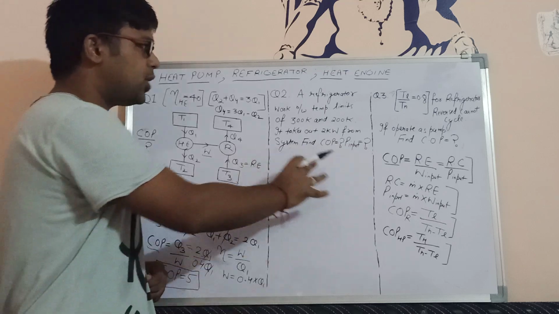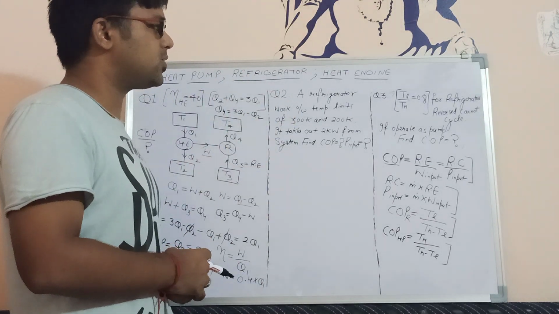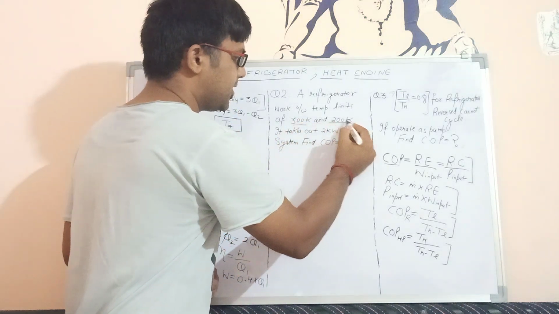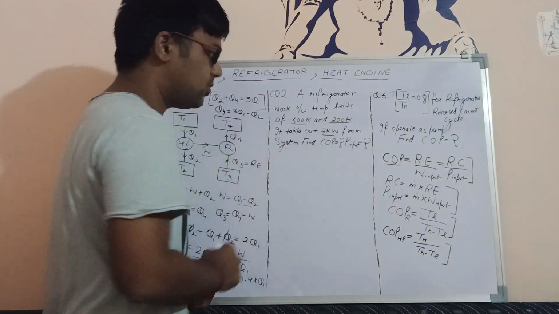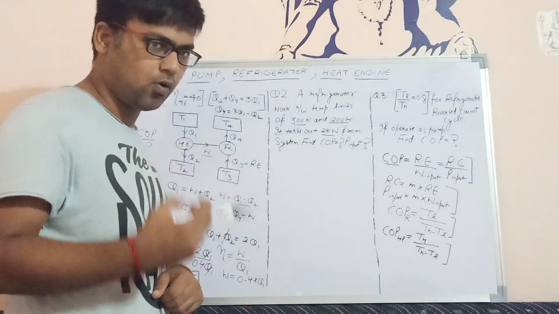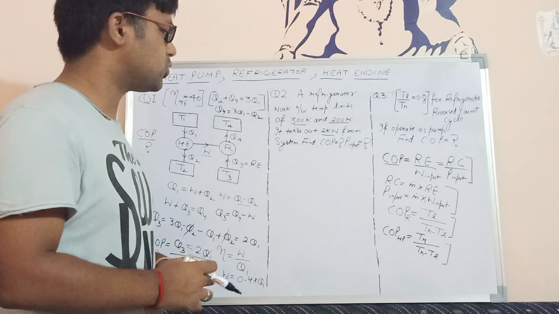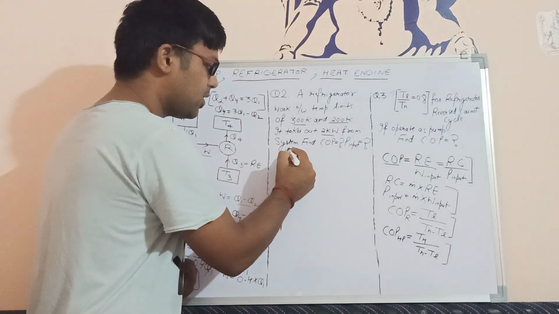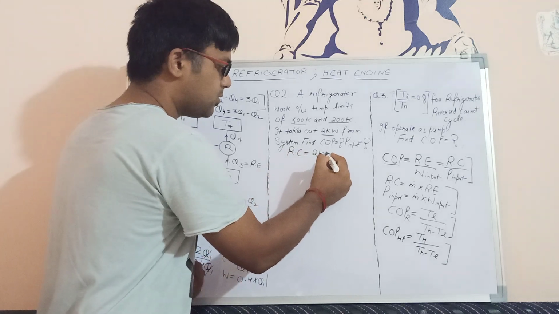Now the second question. We are having a refrigerator working on a reverse Carnot cycle between temperature limits of 300 Kelvin and 200 Kelvin. It takes out 2 kilowatt from the system. System means from the refrigerator it takes out 2 kilowatt, basically from the space which is to be cooled. So this is my refrigeration capacity, that is 2 kilowatt.